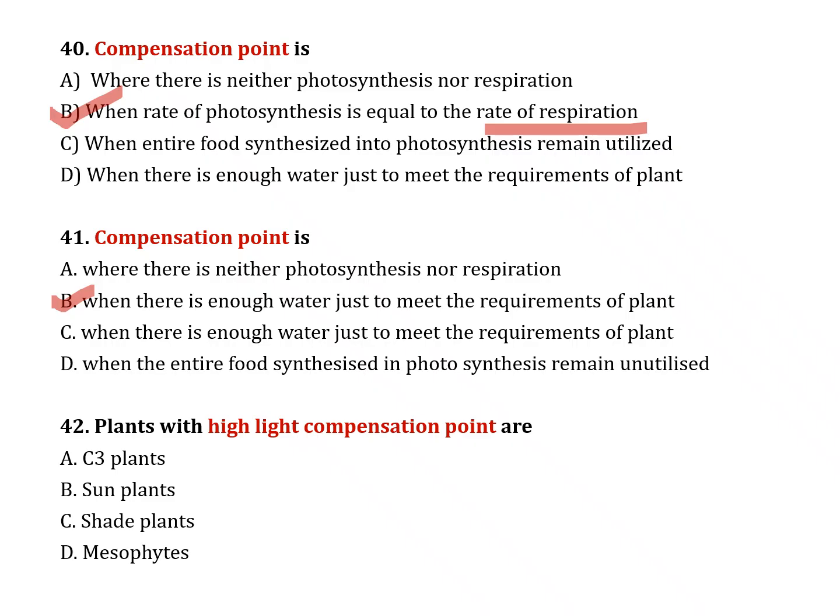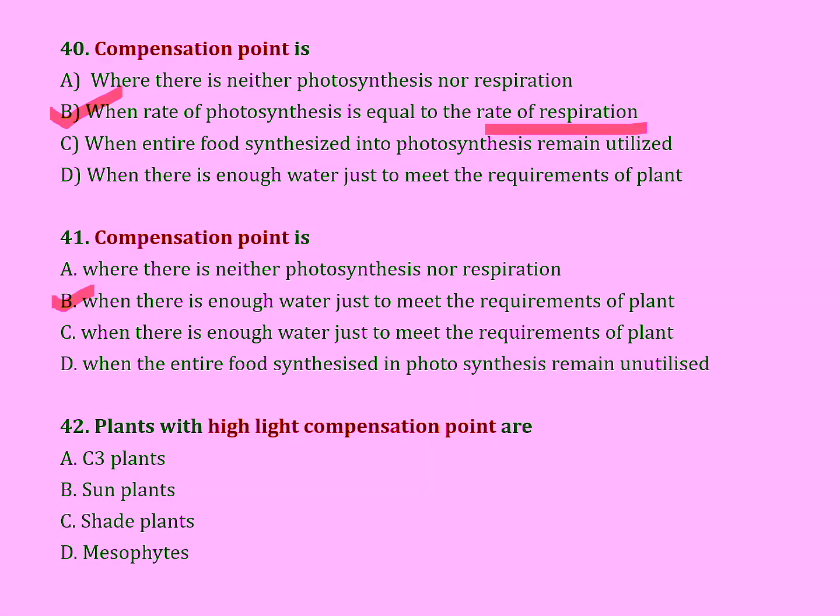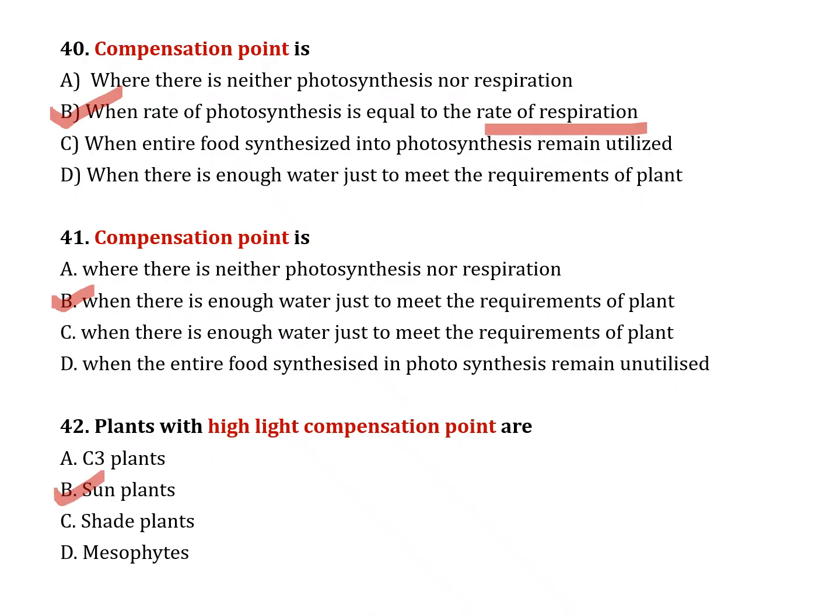The next question, number 42. Plants with a high light compensation point are: option A, C3 plant; option B, sun plant; option C, shade plant; option D, mesophyte. Correct answer is option B, sun plants.